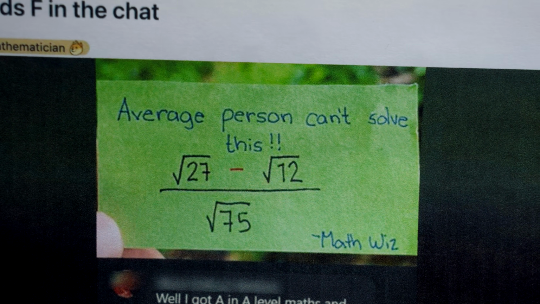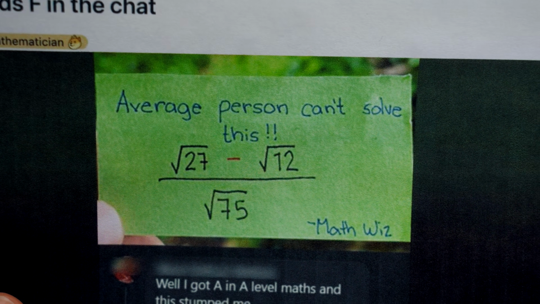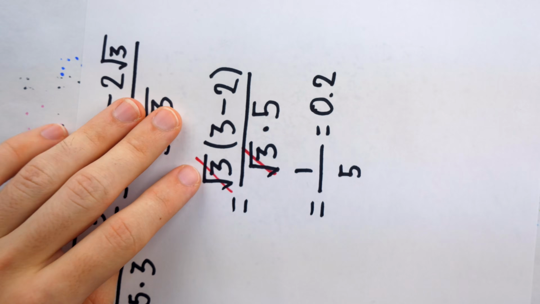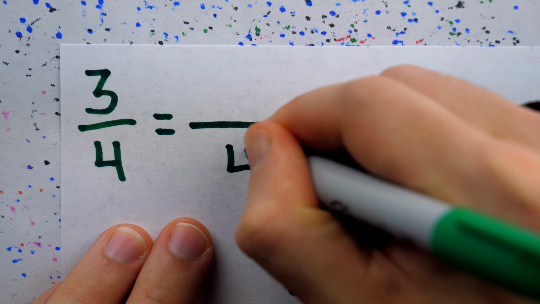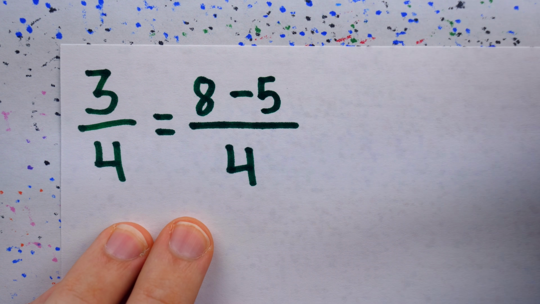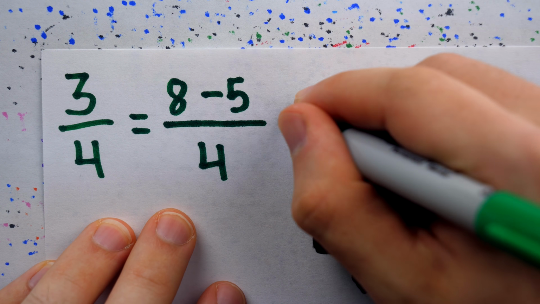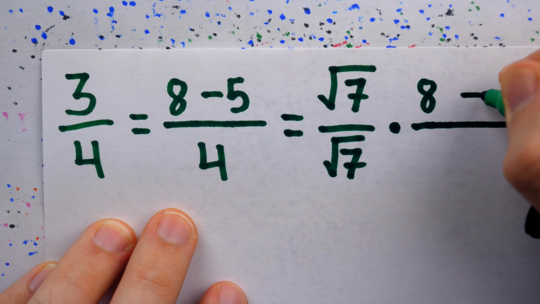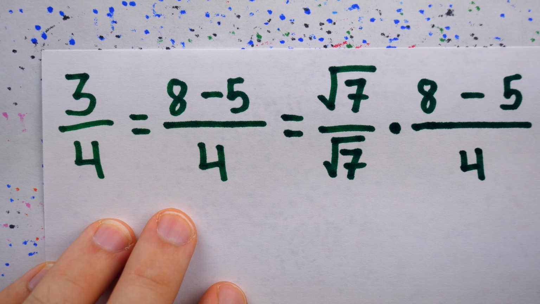might have to improve your handwriting because this is pretty good. And for two, if you want to make your own problem like this and post it to the internet and say that only geniuses can solve it, all you have to do is pick a fraction. Then split the numerator into a sum or a difference, however you like. Then multiply the numerator and denominator by a common radical, like the square root of 7, for example.